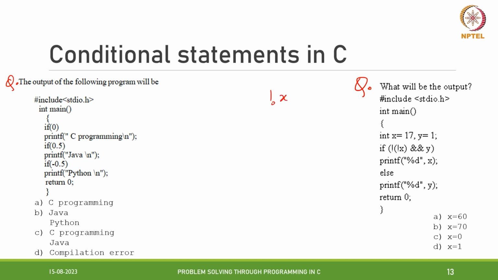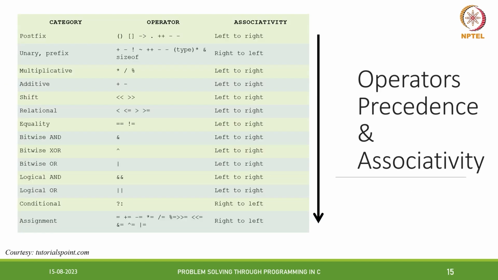not of x. So x was 17. So okay, let me write it. So I'm expecting to hear the answer for the left question from you. So not of 17, not again, and y is 1. Okay. So now what I have to see is the relational operators. Logical and, logical or. Okay, cool.